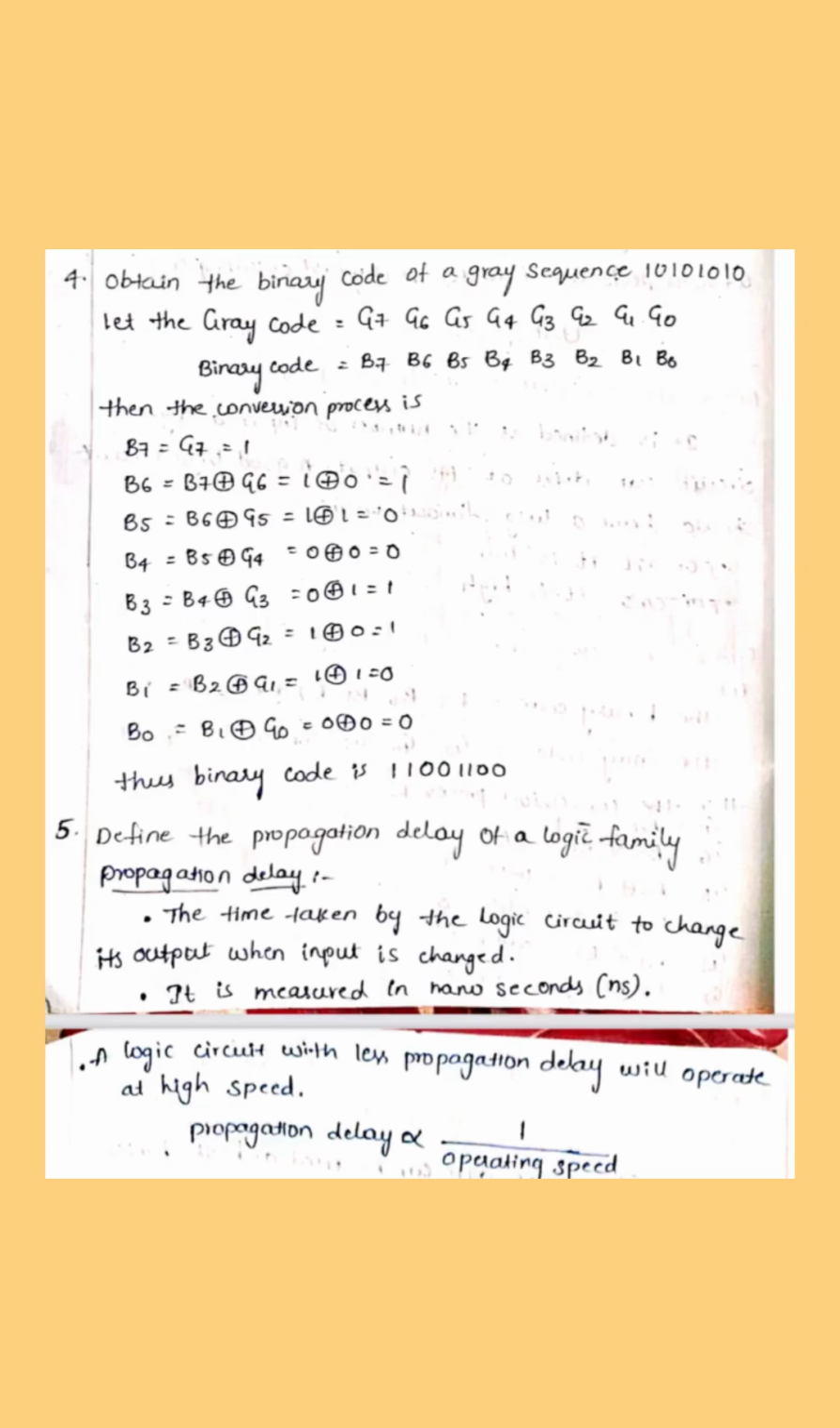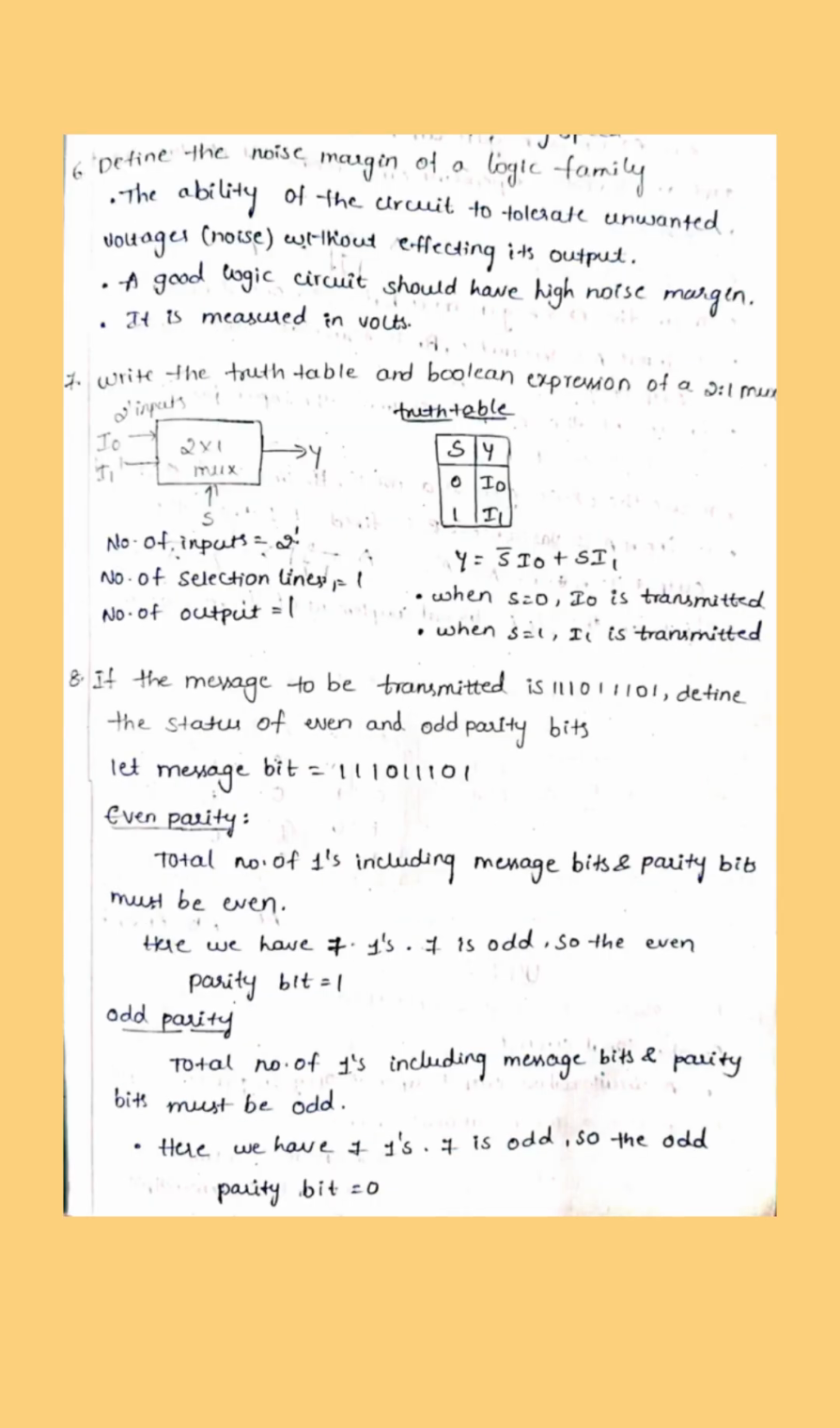Then next question, question number 6. Define the noise margin of a logic family. Let us see what is noise margin. The ability of the circuit to tolerate unwanted voltages, that is noise, without affecting its output, is called noise margin. A good logic circuit should have high noise margin and it is measured in volts.